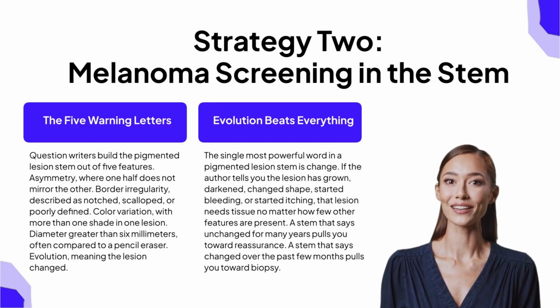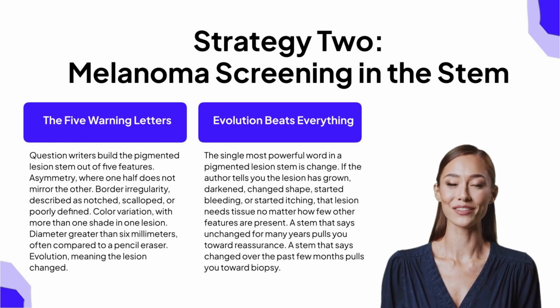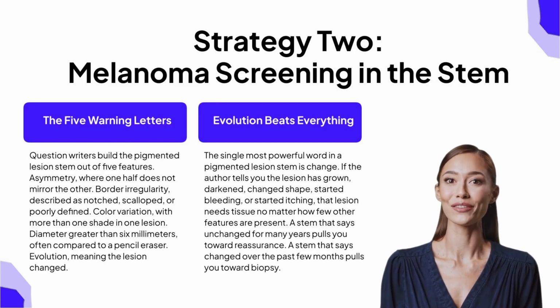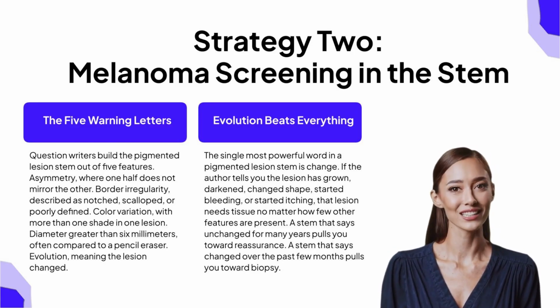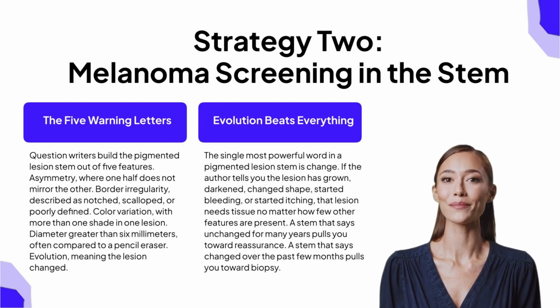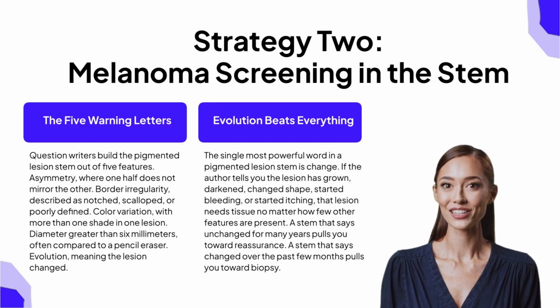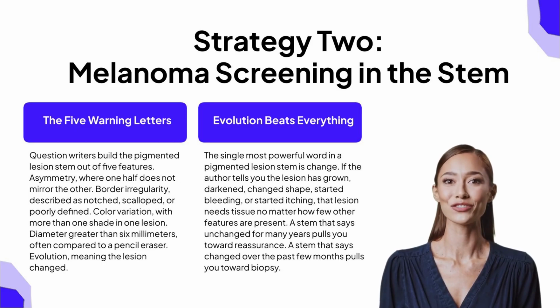Here is the strategy. Do not count features chasing a threshold. Hunt for the word change. Evolution is the highest yield feature in the vignette. If a mole has grown, darkened, begun to bleed or itch, that lesion is getting sampled regardless of what else is in the stem. Conversely, when the author says unchanged for 20 years and uniform in color, you are being handed reassurance. Read the change words first, then check the other 4 to confirm.